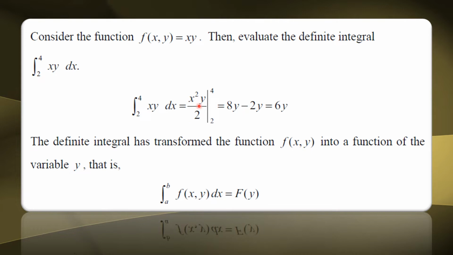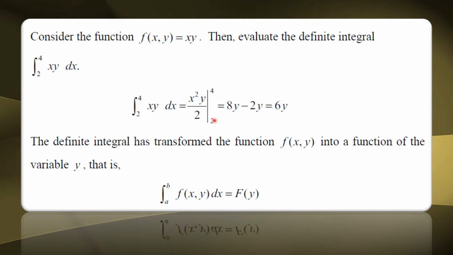Now we have to substitute the value of the upper limit, which is 4, into x. So 4 squared is 16. 16 divided by 2 is 8. So 8 multiplied by y gives the first term, 8y. Minus the second term, which can be obtained by substituting x with the lower limit 2. So 2 squared is 4. 4 divided by 2 is 2. 2 times y is 2y. 8y minus 2y, the answer is equal to 6y.